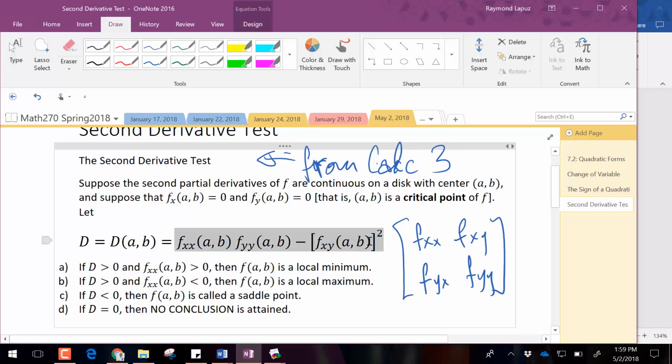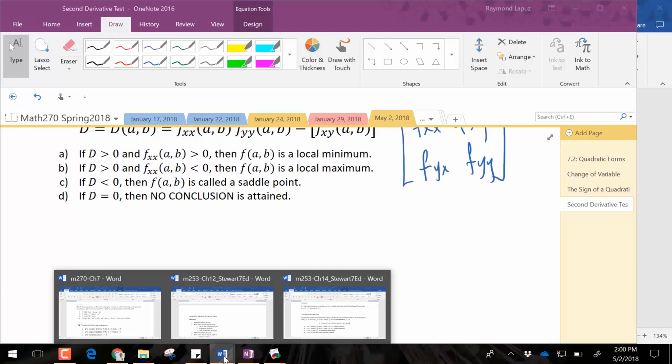In Calc 3, they don't talk about this as a matrix, but really this comes from a matrix. If you notice, fxx, fyy minus fxy quantity squared is really just the determinant of that matrix. So when the determinant is bigger than 0, then you have a chance for this being positive or negative. And if it's less than 0, then it's indefinite, and so it's that other term.